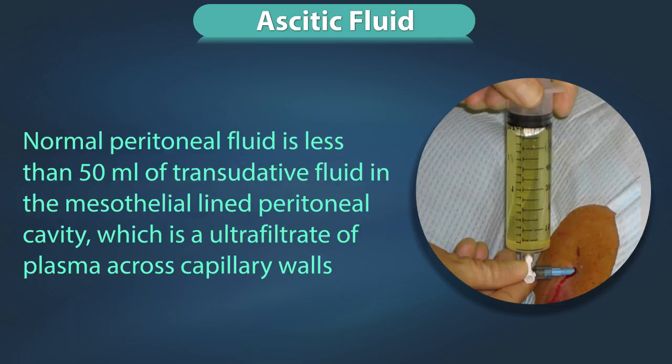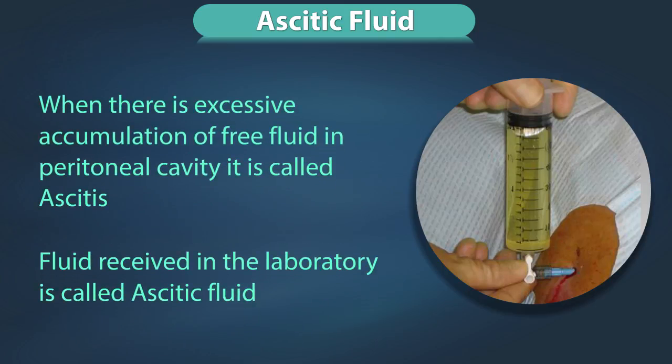Ascitic fluid. The normal peritoneal fluid is less than 50 milliliters of transudative fluid in the mesothelial lined peritoneal cavity, which is an ultrafiltrate of plasma across capillary walls. When there is excessive accumulation of free fluid in the peritoneal cavity, it is called ascites, and the fluid received in the laboratory is called ascitic fluid.